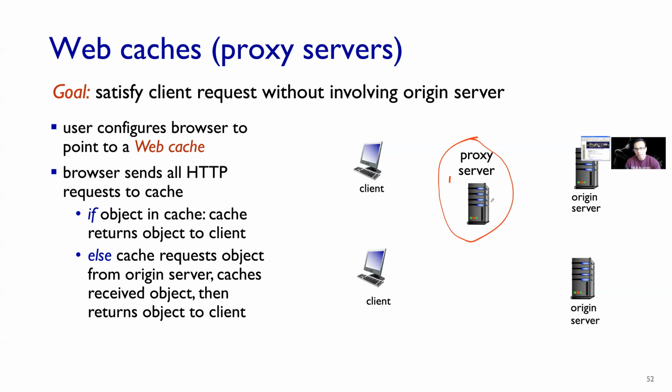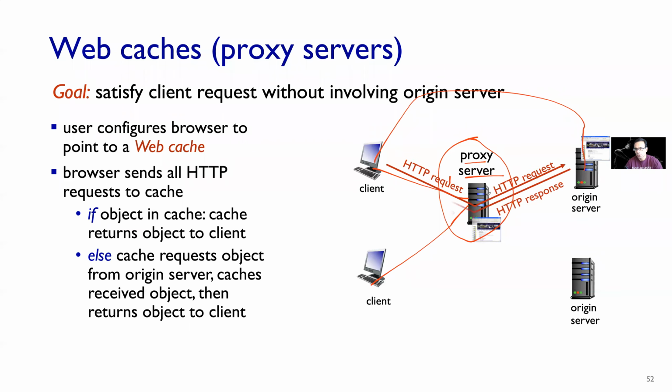So the idea of this cache is fairly simple. It's also sometimes referred to as a proxy server. So it sits between the clients and the origin servers, right? And all the clients in the network have to be configured in such a way that all GET requests will not get sent directly to the origin servers. They would first go to the cache, and then the proxy server is going to send those requests on behalf of the clients, right?